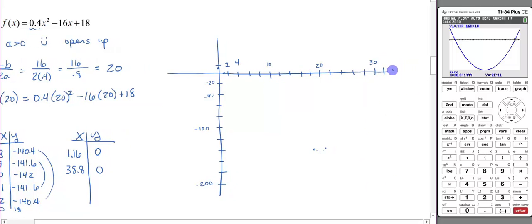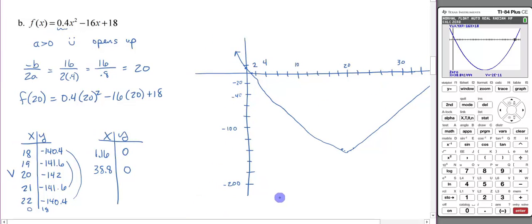I have to move here: 32, 34, 36, 38, 38.8, so it's almost 39. 0, and just as nicely as you can, graph that parabola as smooth as you can. This is a very wide opening parabola when you use the scale that we did on the graph there. Alright, that's it for that one.